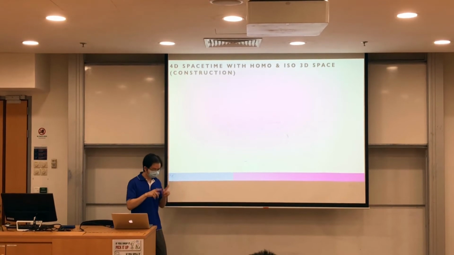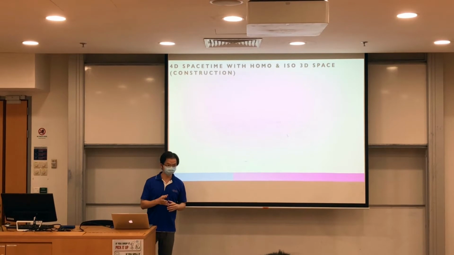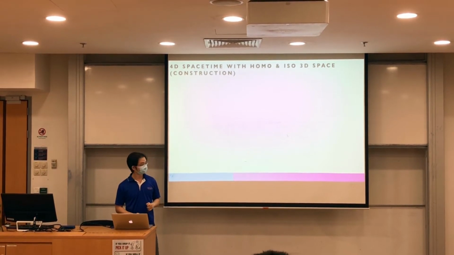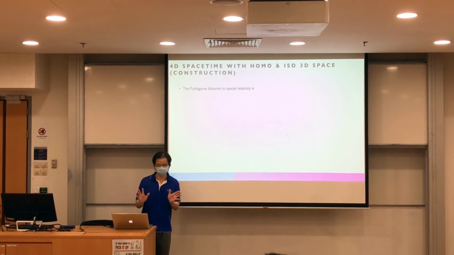So now we are actually going to construct the space-time itself. Yeah, we are really going to do that. We want to construct a 4-dimensional space-time, but where the 3-dimensional space is homogeneous and isotropic. To do that properly, we take reference from special relativity, which is the simplified version of Einstein's general relativity. That's all you need to know.